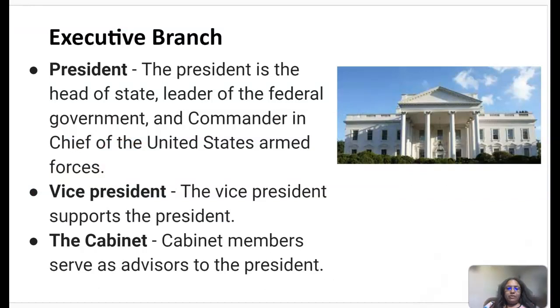The executive branch is the president. The president is the head of state, leader of the federal government, and commander-in-chief of the United States Armed Forces. The vice president supports the president. The cabinet members serve as advisors to the president.